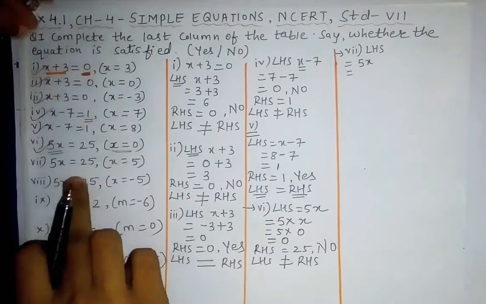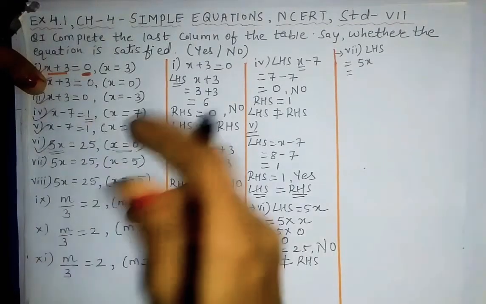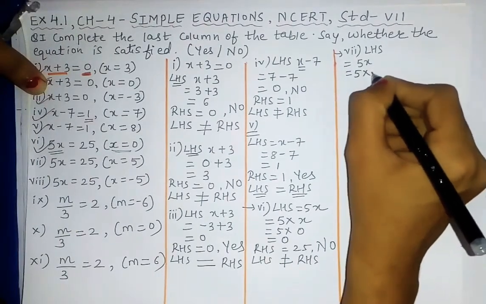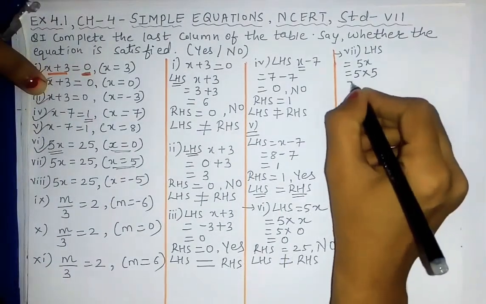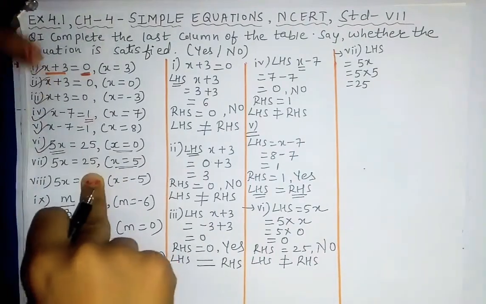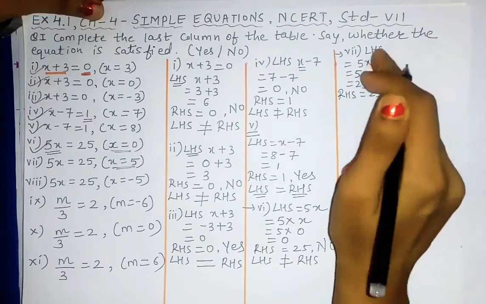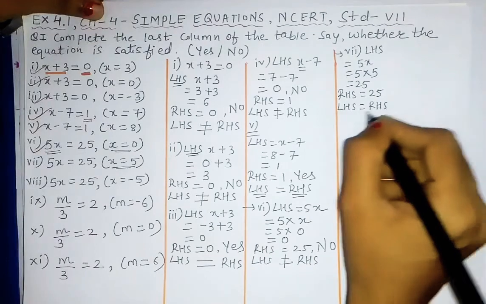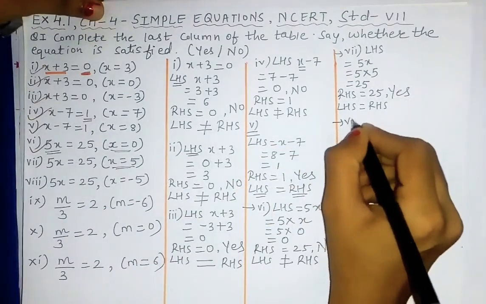Seventh one is 5x equal to 25. Again the value of x is given, it is 5. So we will keep the value. LHS is 5x means 5 into x. So 5 into x. And what is x? X is given to us 5. So 5 fives are 25. So we are getting 25 and here also 25 is given. So RHS is given 25 and LHS also answer we are getting 25. So LHS is equal to RHS. So this is the correct value. So yes, here yes will come.